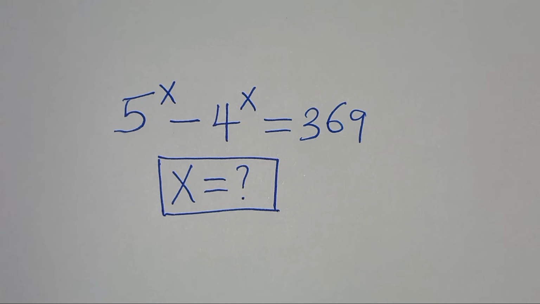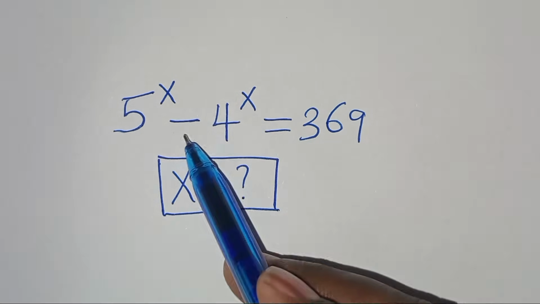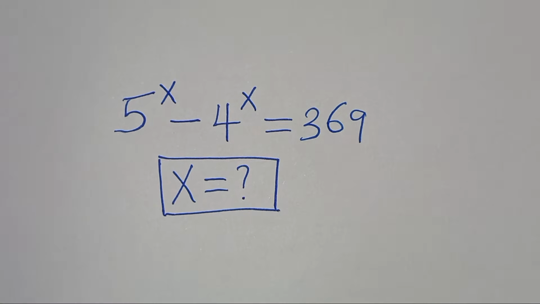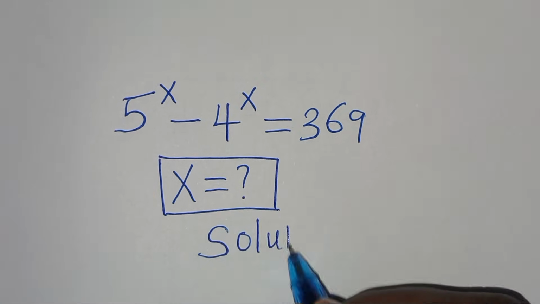Hello everyone, you're welcome to solve this nice algebra problem, which is 5 to the power of x minus 4 to the power of x. This is equal to 369. So what is the value of x? Now let's provide a solution from here.